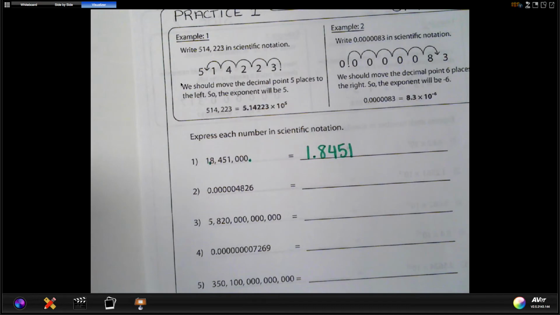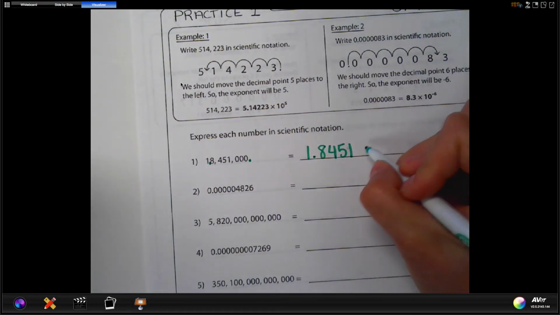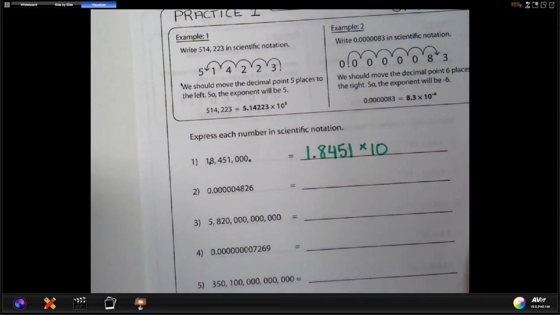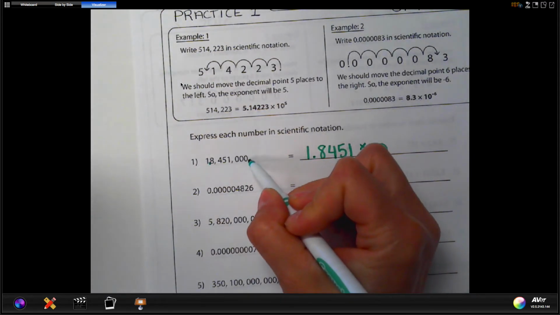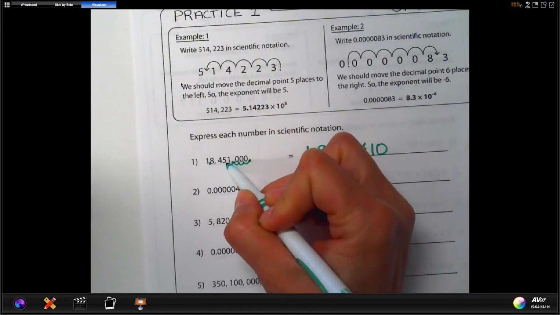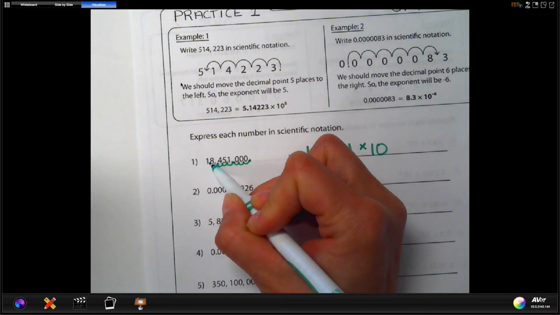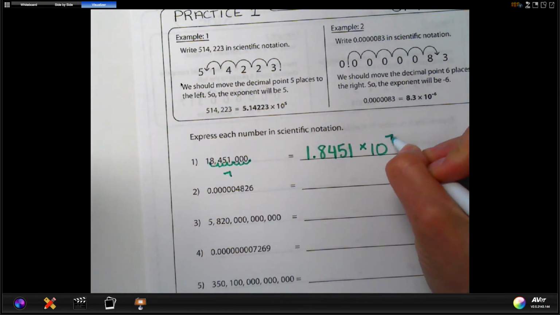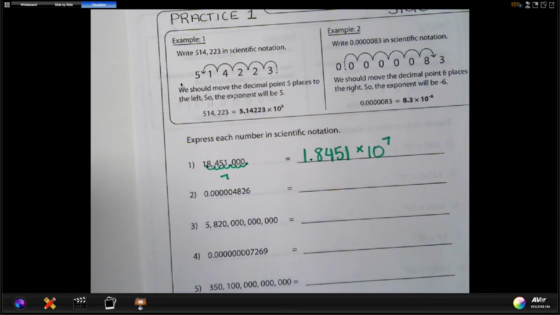We can stop writing once all that's left is zeros. That's the whole point of scientific notation, to shorten it if we can. Times 10, and now our exponent is going to be the number of spaces. 1, 2, 3, don't count the comma, 4, 5, 6, 7 spaces, so our exponent is 7, and it's positive because it was a very large number.